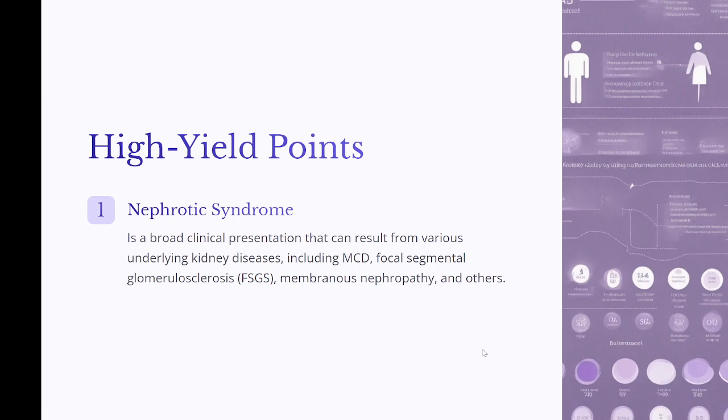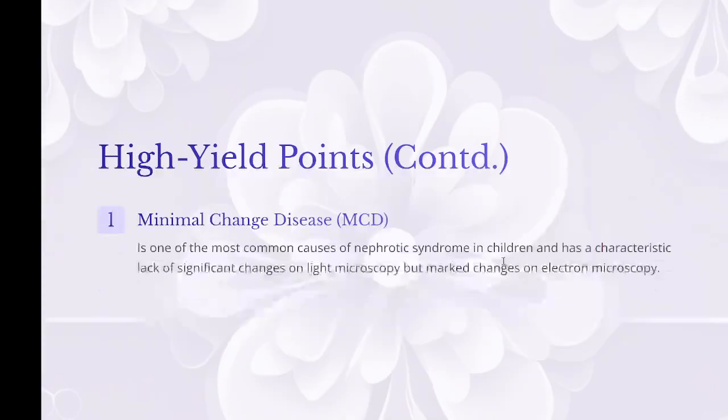Adults may have a slightly less favorable prognosis and a higher relapse rate. High yield points. Nephrotic syndrome is a broad clinical presentation that can result from various underlying kidney diseases, including MCD, focal segmental glomerulosclerosis (FSGS), membranous nephropathy, and others. Minimal change disease, MCD, is one of the most common causes of nephrotic syndrome in children and has a characteristic lack of significant changes on light microscopy but marked changes on electron microscopy.